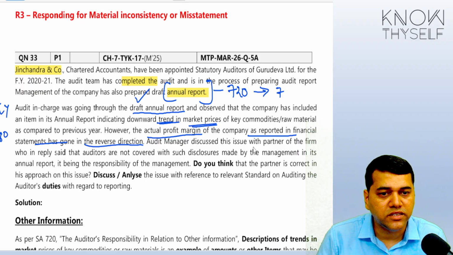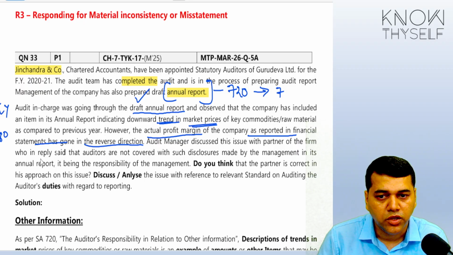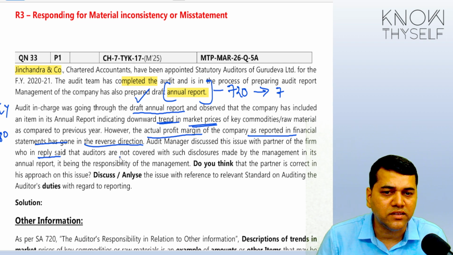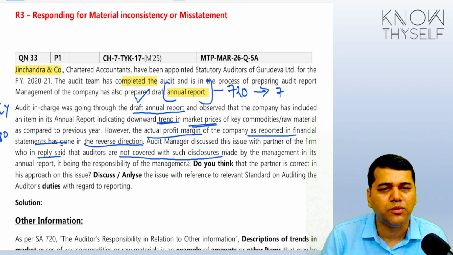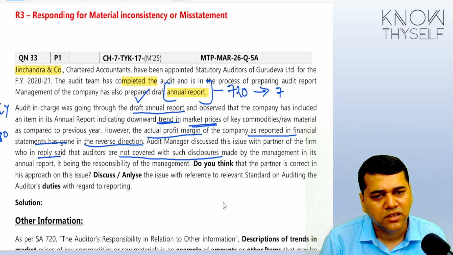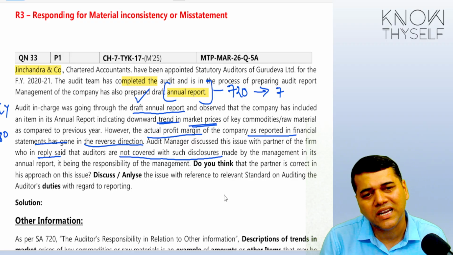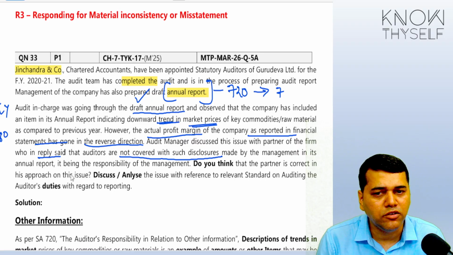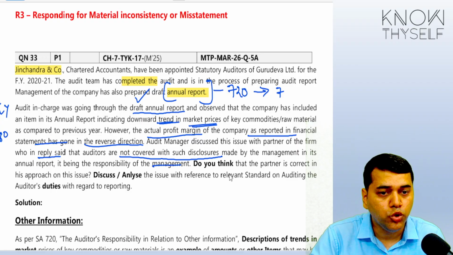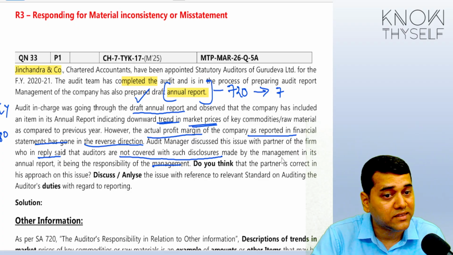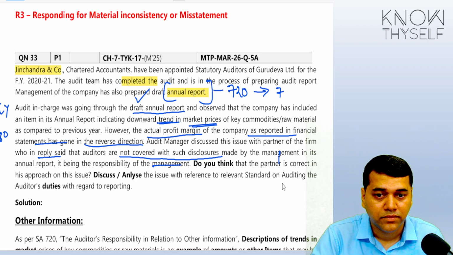The audit manager discussed this issue with the partner of the firm, who in reply said, auditors are not covered with such disclosure. He is asking, why are you going into the annual report and all? Who is going to sign it? We are not bothered. Let them do whatever in its annual report, it's the responsibility of the management. They should do it. Do you think the partner is correct? Answer is no, 1 mark.